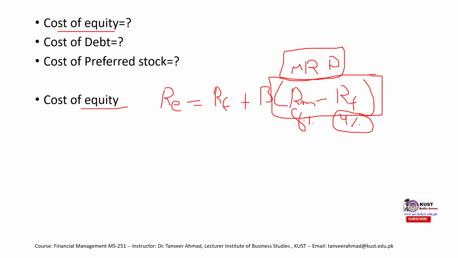So the difference between this 8% and this 4% is 4%. 8 minus 4% would give us 4%. What do we mean by this 4%? It is the extra premium, the extra return that an investor would earn if he invests in the equity market, rather than investing in risk-free assets. So that's why it is called market risk premium. The difference is called market risk premium.